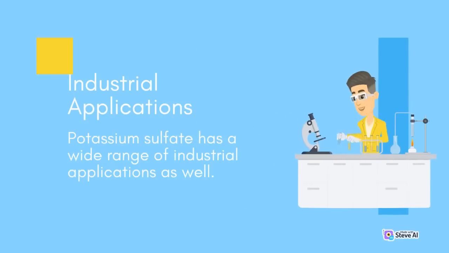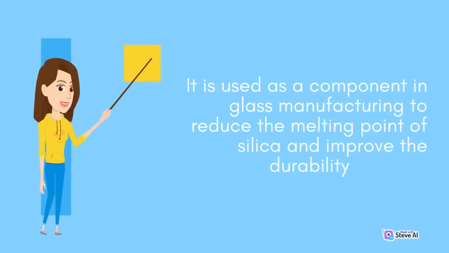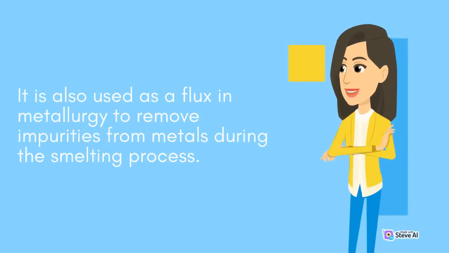Industrial applications. Potassium sulfate has a wide range of industrial applications as well. It is used as a component in glass manufacturing to reduce the melting point of silica and improve the durability of glass. It is also used as a flux in metallurgy to remove impurities from metals during the smelting process.